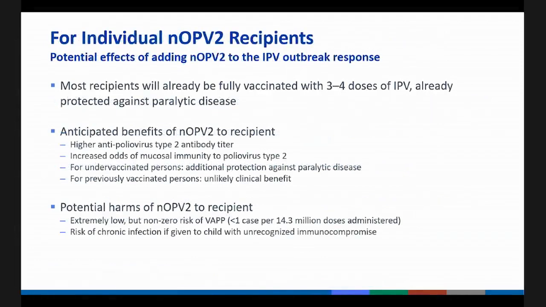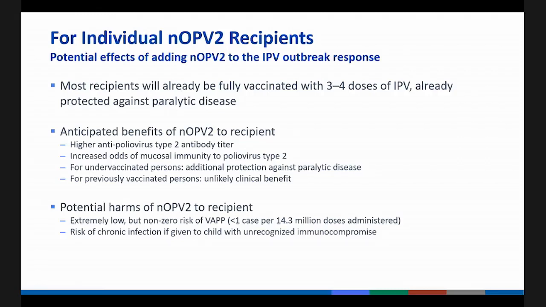So when thinking about the balance of risks and harms for the individual recipient, most recipients will have already been vaccinated with IPV during childhood immunization, and therefore already protected against paralytic disease. So the anticipated benefits of NOPV2 to the individual recipient would be a higher anti-polio type 2 antibody titer and increased odds of mucosal immunity to poliovirus type 2. For an under-vaccinated person, this would mean additional protection against paralytic disease. However, for a previously vaccinated person, there is unlikely to be a clinically significant benefit of vaccination.